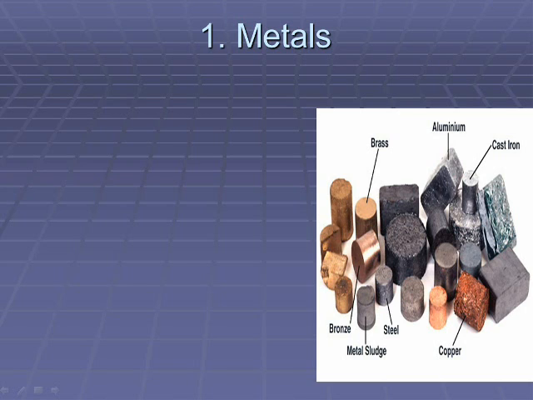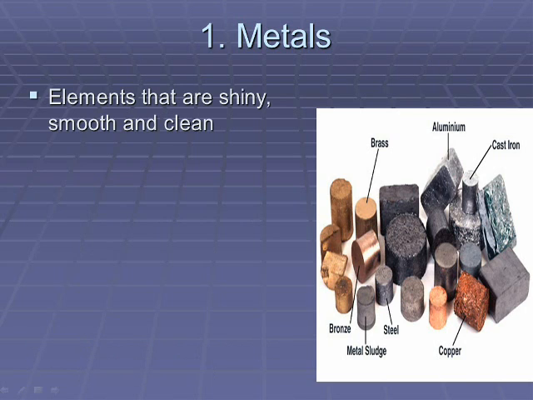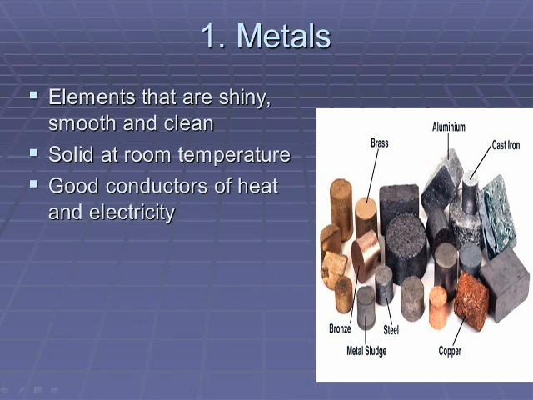So metals, what are the characteristics of metal? Elements that are shiny, smooth, and clean. They're solids at room temperature. In fact, most things are solid. Most elements are solid at our room temperature here on Earth. Good conductors of heat and electricity. So they conduct very well. That's why you're not supposed to stick a fork or any other metal in the electric socket. You really shouldn't stick anything in an electric socket, even your finger or your hand.